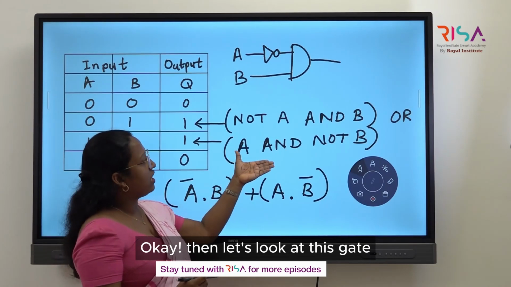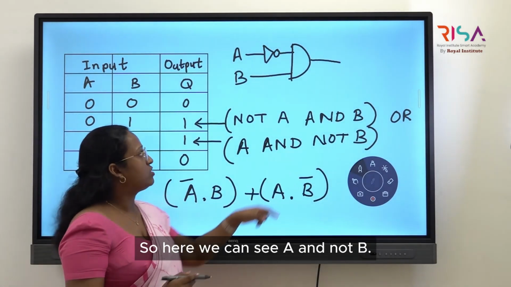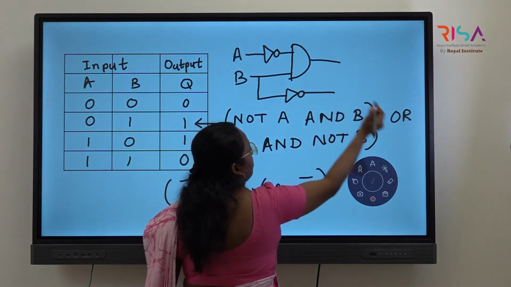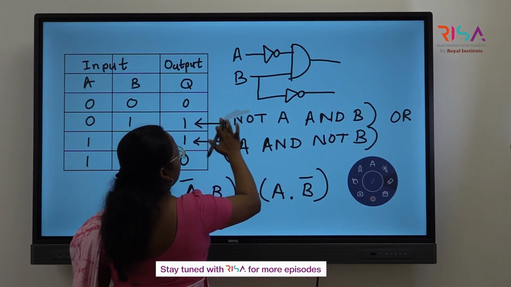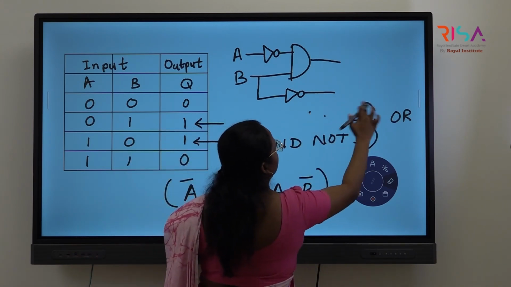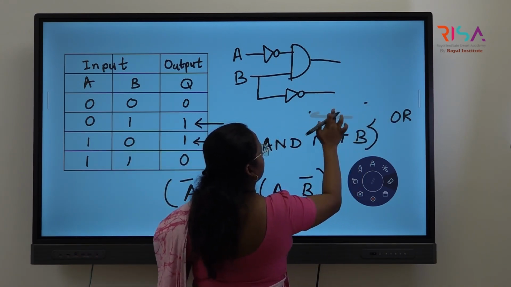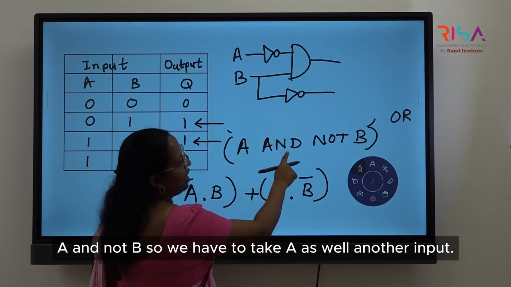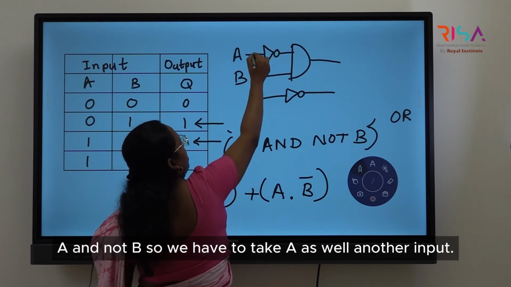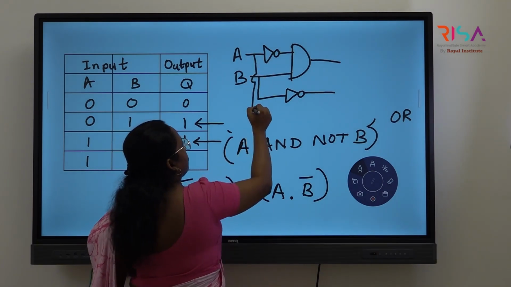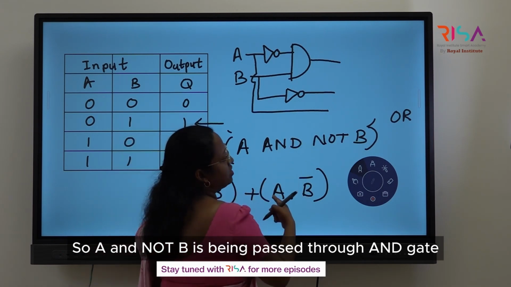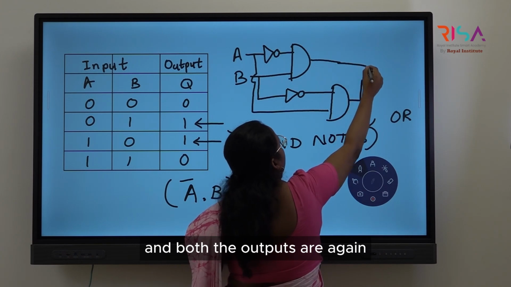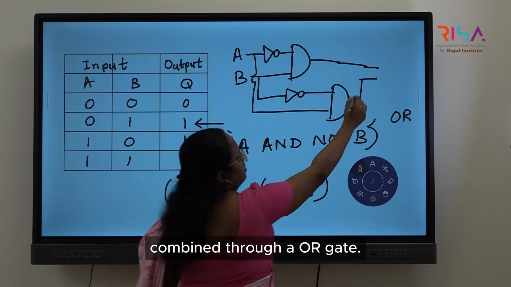Okay, then let's look at this gate. Here we can see A and NOT B. That means we need B to be passed through a NOT gate. And also, let me erase this part. A and NOT B, so we have to take A as well, another input. So A and NOT B is passed through an AND gate. And both the outputs are again combined through an OR gate.